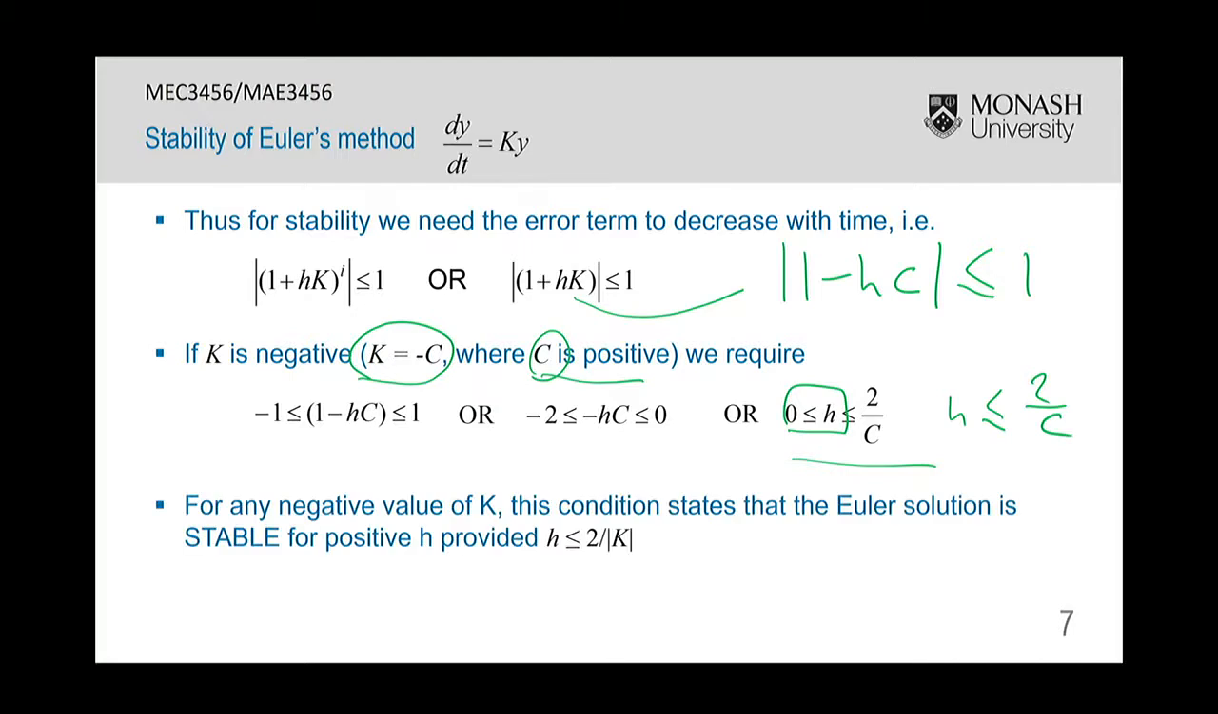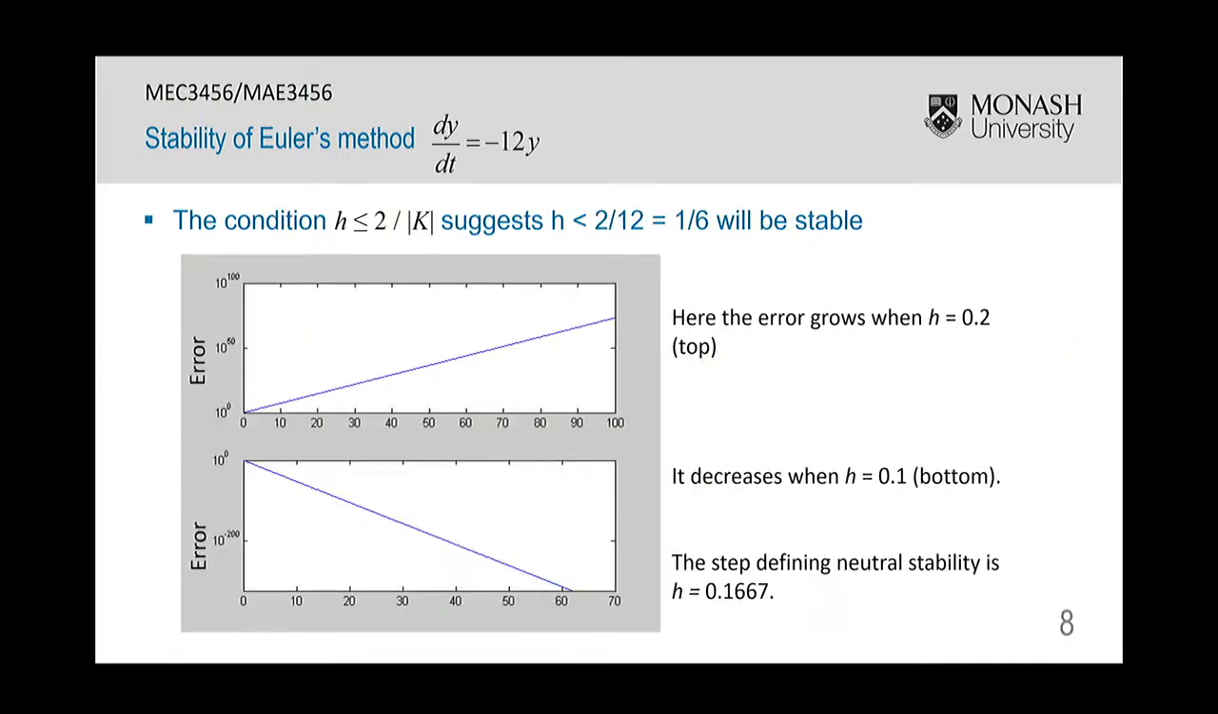So, for any negative value of k, this condition states that the Euler solution is stable provided h is less than or equal to 2 on k, or 2 on mod k, sorry. That's exactly equivalent to this condition here. So we can find stable solutions provided our step size satisfies this condition. This is termed conditional stability. In other words, it will be stable, but there are some conditions on the step size that we can take.